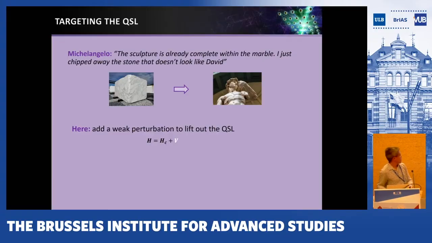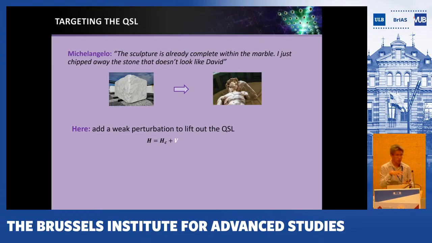And you can take inspiration from Michelangelo. Supposedly he said that he never carved David. He just took the marble and chipped away everything that was not David. Okay? And so in quantum mechanics, what we can do is we can take our cavity Hamiltonian, which is very strong, and just add a little bit of a perturbation.